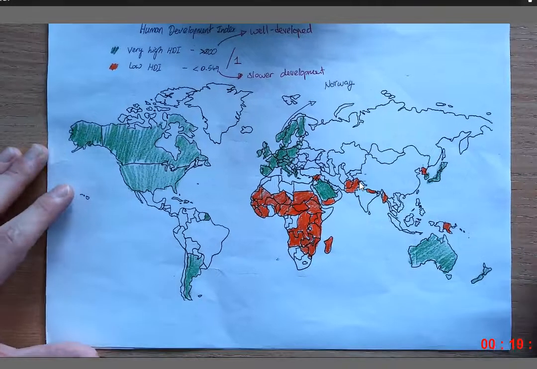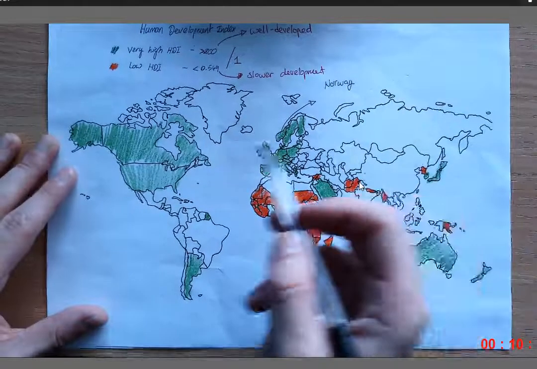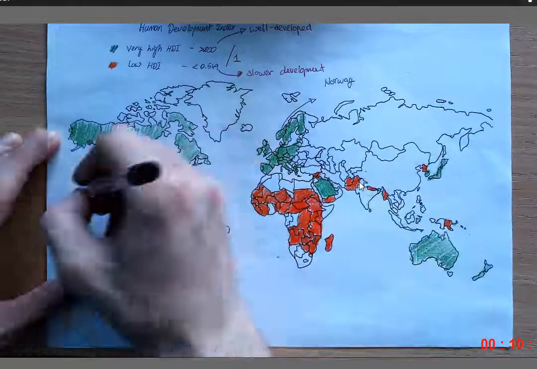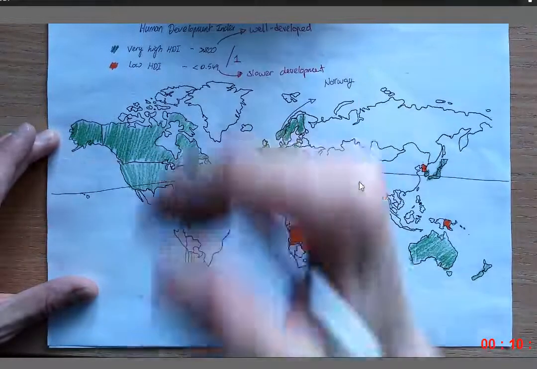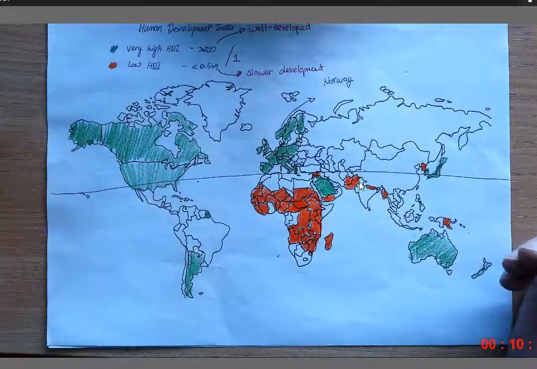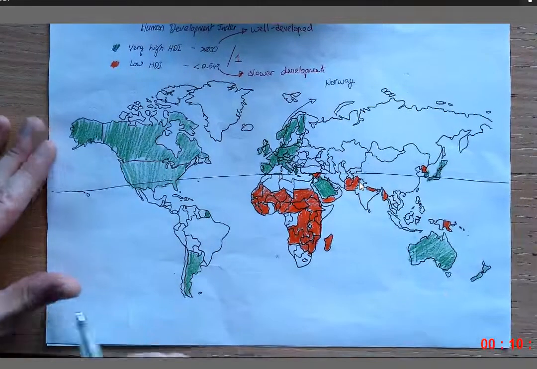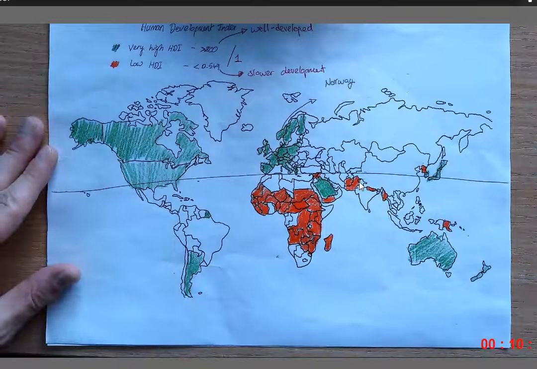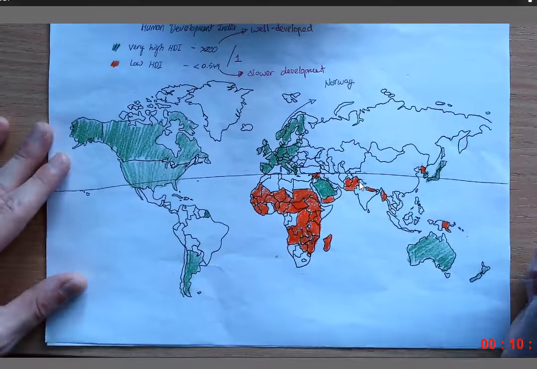which is Norway. We can see that the green countries, such as Norway, most of them are in the northern hemisphere. So we can already kind of tell that there's a pattern between the divide between the countries in green, which have a very high HDI, and the countries in orange, which have a very low HDI. Most of the orange countries are below the northern hemisphere, in the southern hemisphere, below the equator.